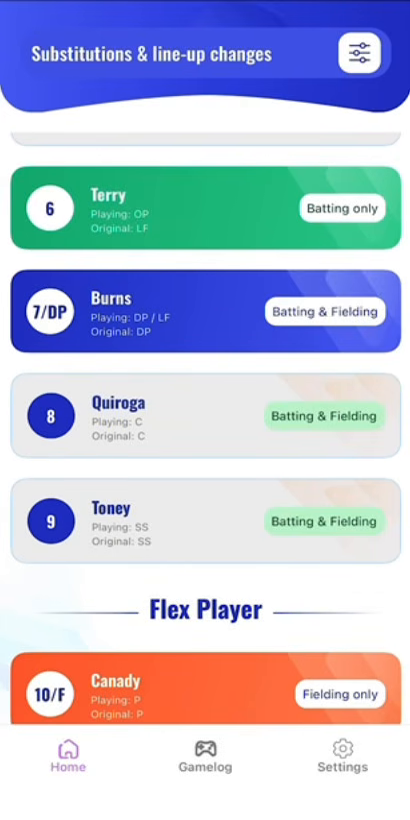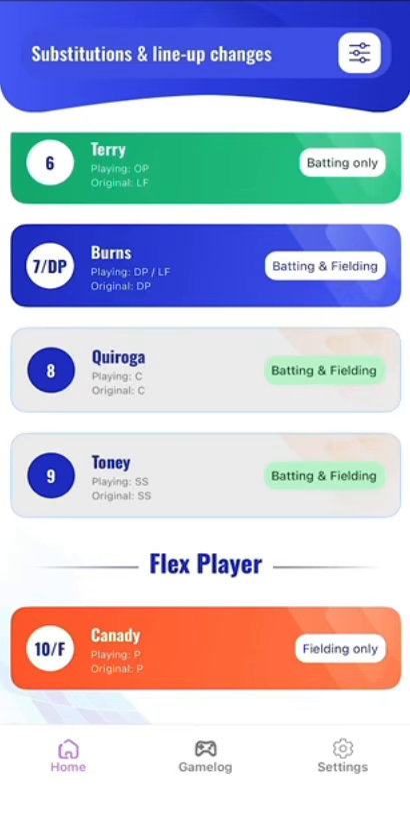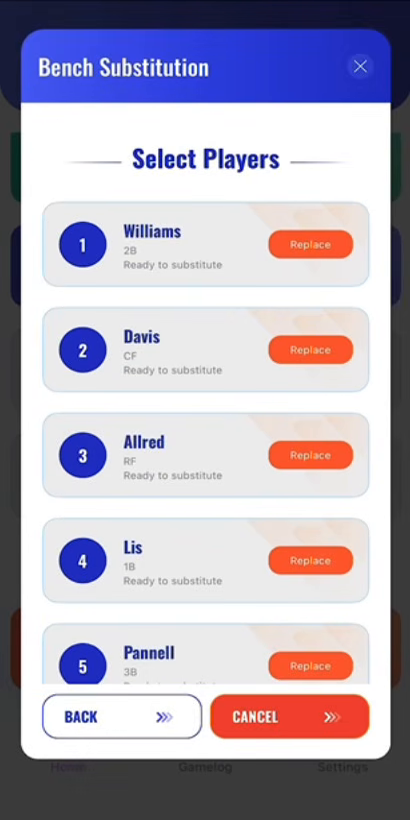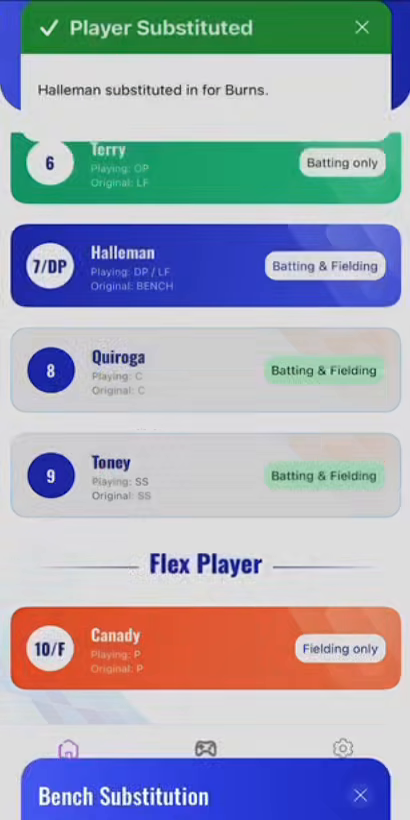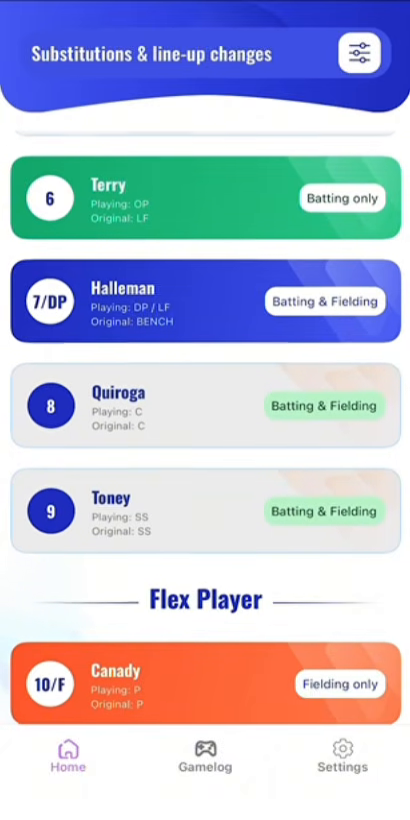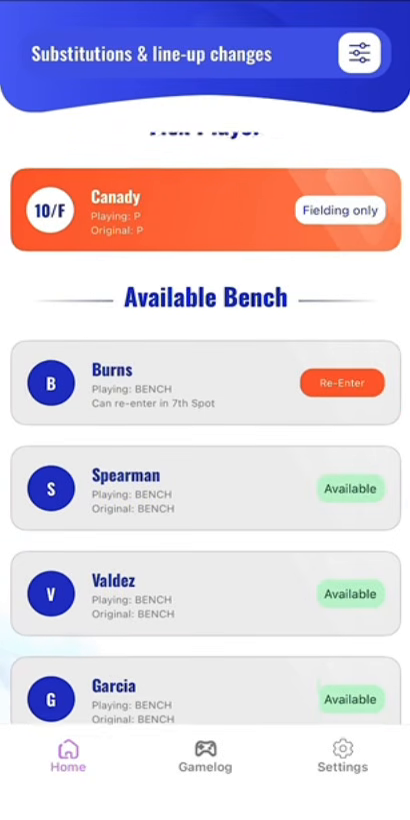Now, Burns is not an outfielder, so the other change Texas Tech makes is they take Burns out and bring in Halliman off the bench to play left field. So we'll go ahead and make that substitution here as well. We'll go to bench sub, and we're going to choose Halliman off the bench in for Burns. Okay, so now we got Terry at OP. We got Halliman off the bench playing left field in the DP spot. And Burns is now on the bench, but can re-enter in the 7 spot. So we got a little re-entry button next to Burns.